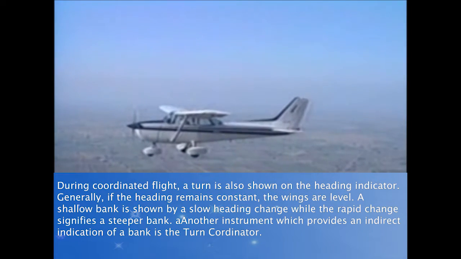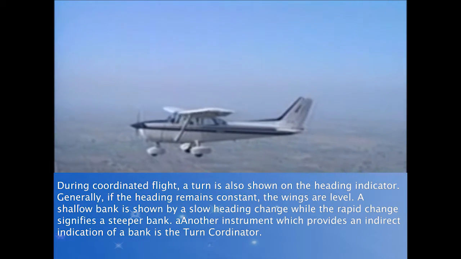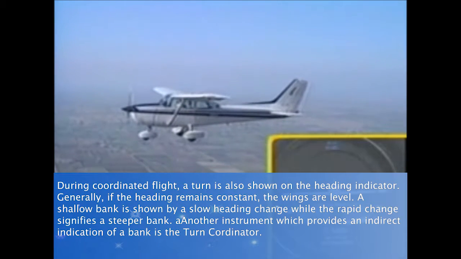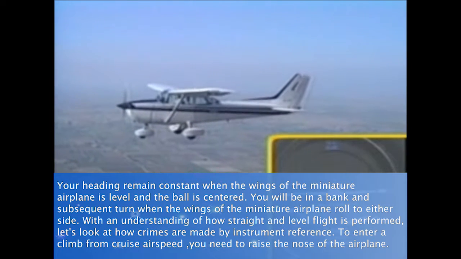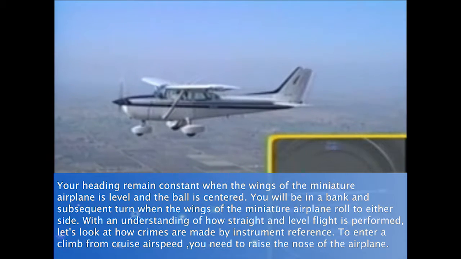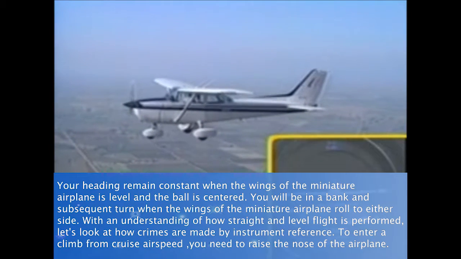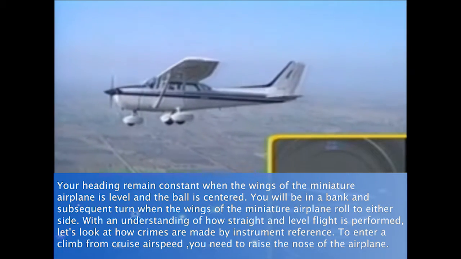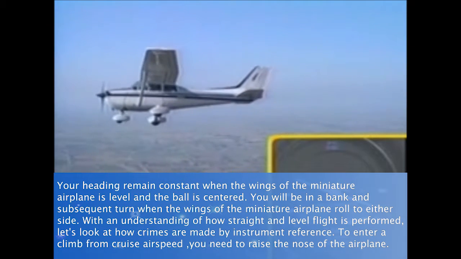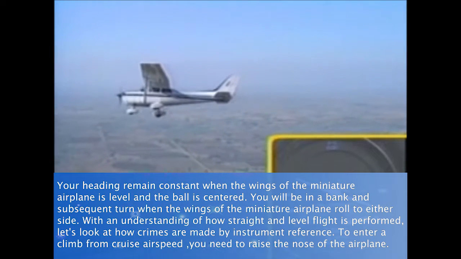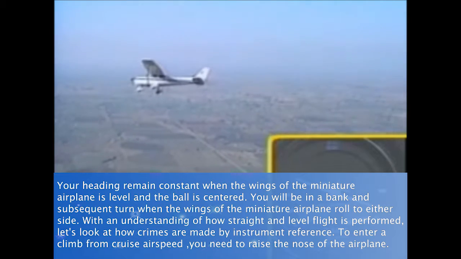Another instrument which provides an indirect indication of a bank is the turn coordinator. Your heading will remain constant when the wings of the miniature airplane are level and the ball is centered. You will be in a bank and subsequent turn when the wings of the miniature airplane roll to either side.